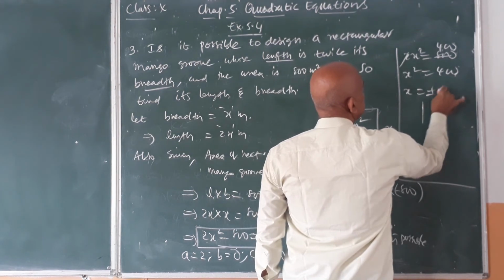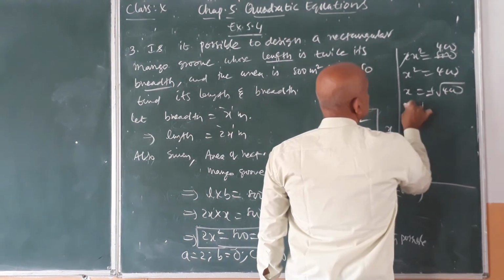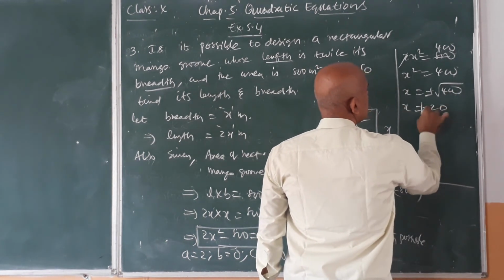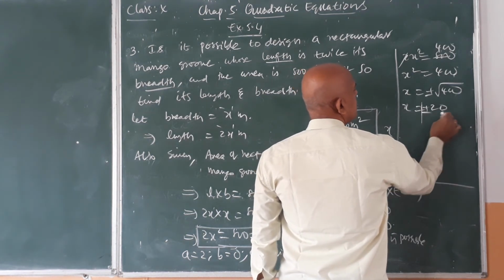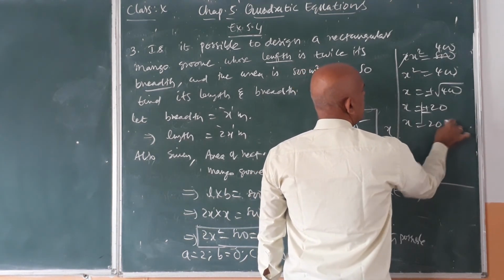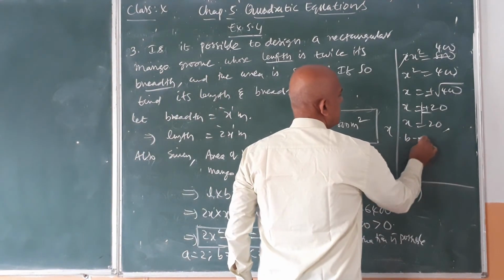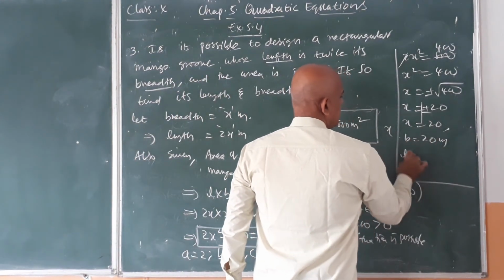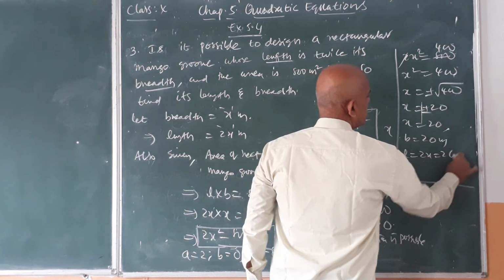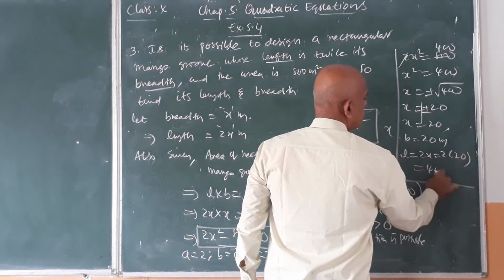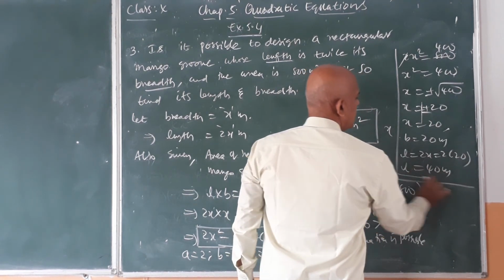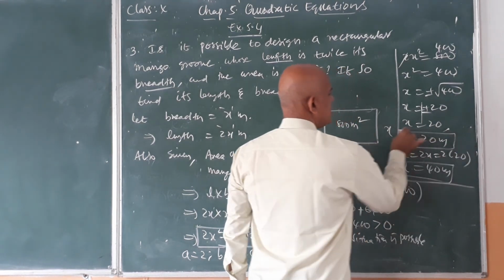x is equal to plus or minus square root of 400. So x is equal to plus or minus 20. But we will not consider the negative value; we only consider the positive value. x is equal to 20. x means breadth is equal to 20 meters. Length is equal to 2x, that is equal to 2 into 20, that is equal to 40 meters. So length is equal to 40 meters and breadth is equal to 20 meters.